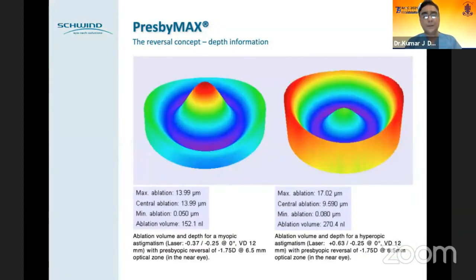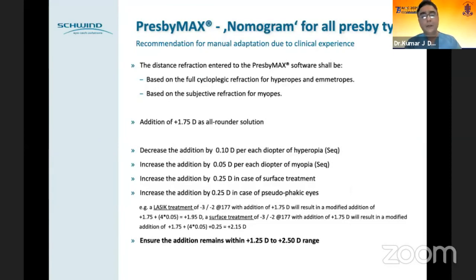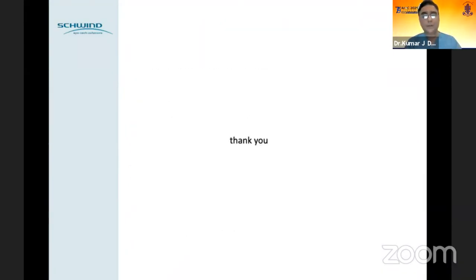So this is a reversal platform as to how it will actually look on the ablation depth profile. Of course, it is important to get all your data very, very well. The cycloplegia is subject to acceptance, and all the rest of the treatment has to be looked at.